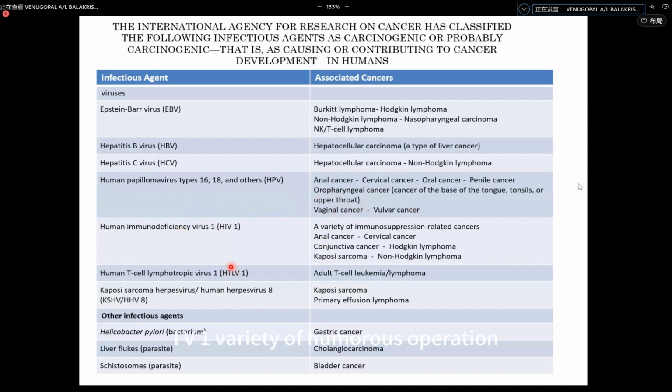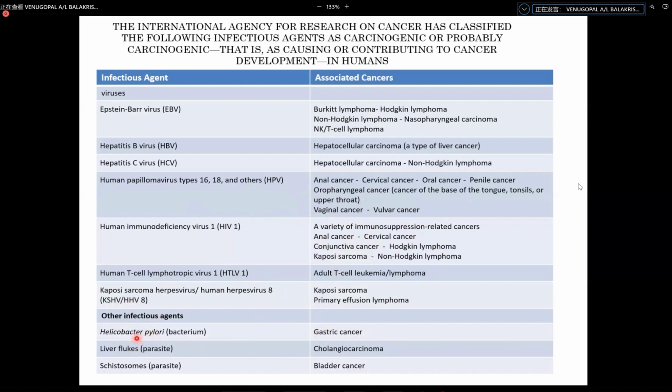HIV-1, a variety of immunosuppression-related cancers: anal cancer, certain parts of cervical cancer, conjunctiva cancer, Hodgkin lymphoma, and so on. So this is HTLV-1, just as I said. Okay, but now let's look into infectious agents.